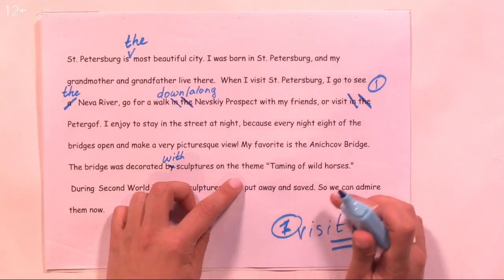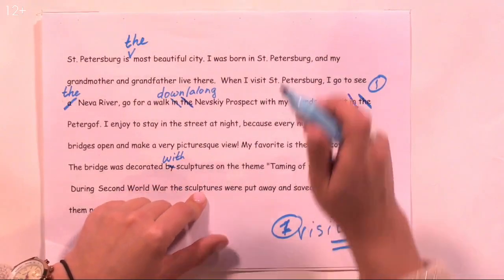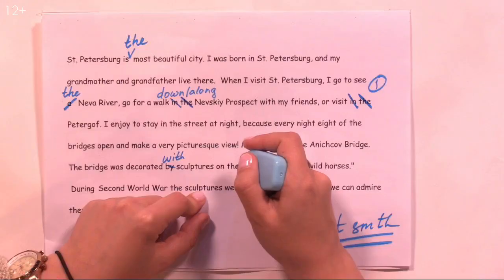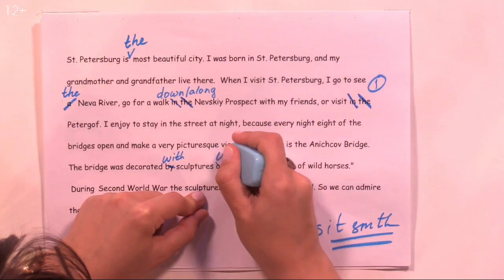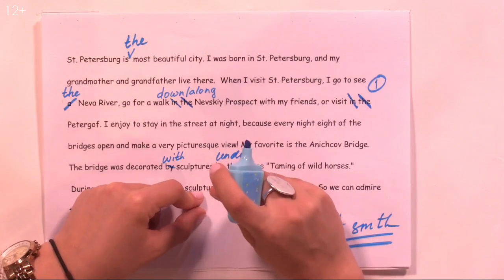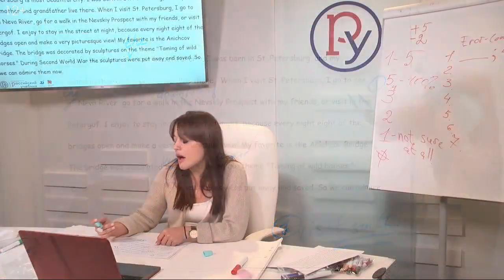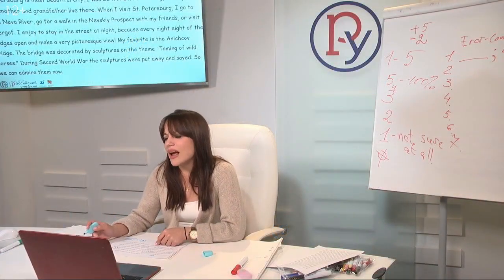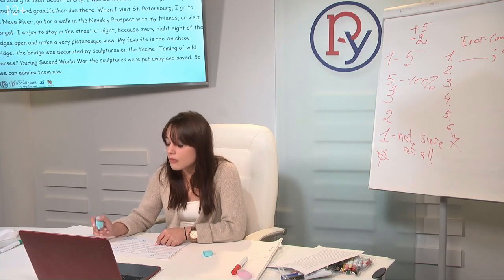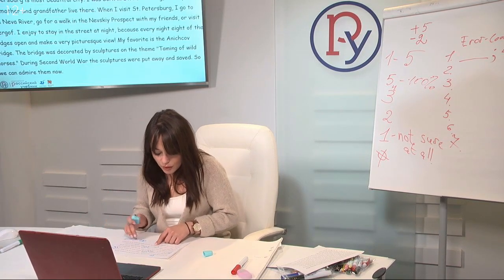On the theme, taming of wild horses. Now, on the theme, it sounds very Russian. This is how we would say it. But in English, they would say under the theme. But that can be quite tricky, and we'll see what the general level of our student is. I'm pretty sure that this student would actually be able to say under the theme of if I let him know, so we can write under the theme of, right?